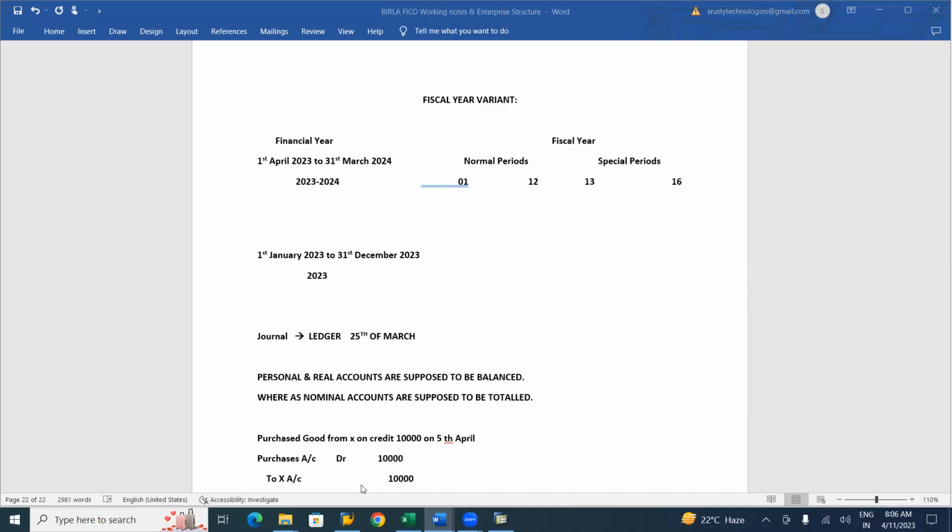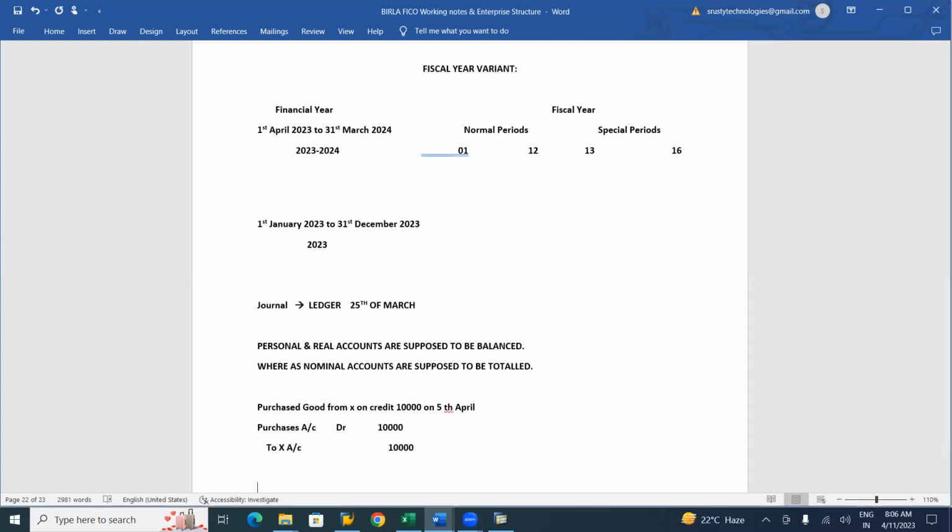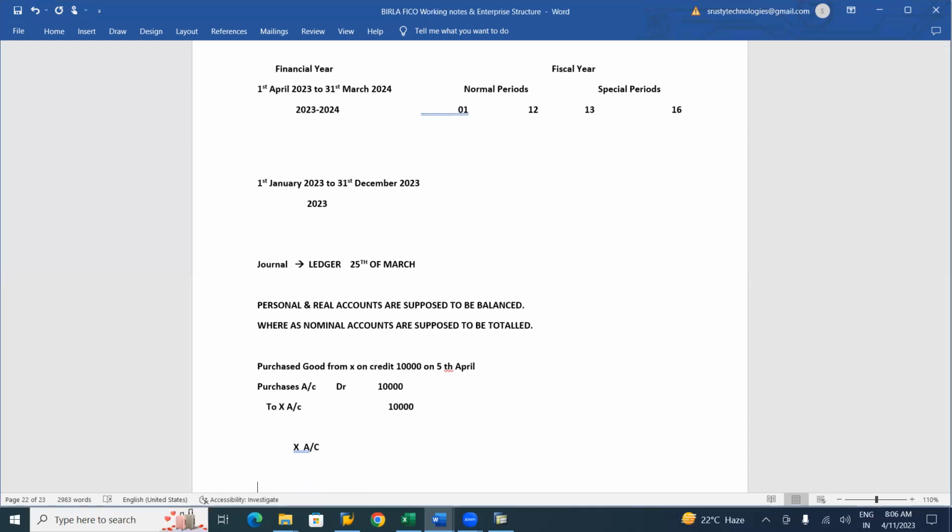So on 5th April, we purchased these goods from X. Are we paying right now? No, right? So for the entry, I'm preparing the X ledger account. X account is a personal account, as everybody knows. Here we write how much amount we are supposed to pay: by purchases, we need to pay 10,000.